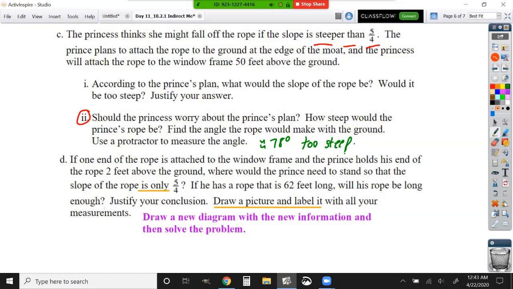Okay, now on to part D. If one end of the rope is attached to the window frame and the prince holds the other end 2 feet above the ground, where would the prince need to stand so that the slope of the rope is only 5 over 4? If he has a rope that's 62 feet long, will his rope be long enough? Justify your conclusion. Draw a picture and label it. So now we're going to have to draw a new diagram so that we can have this rope 2 feet above the ground.